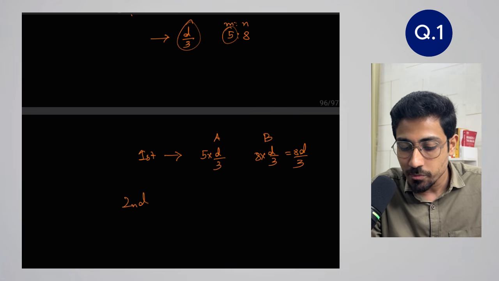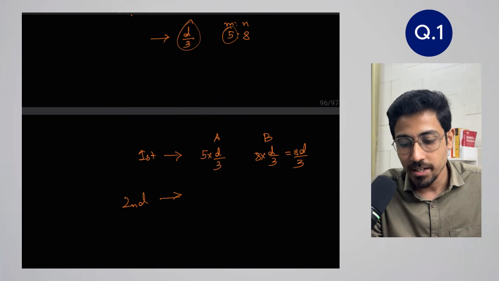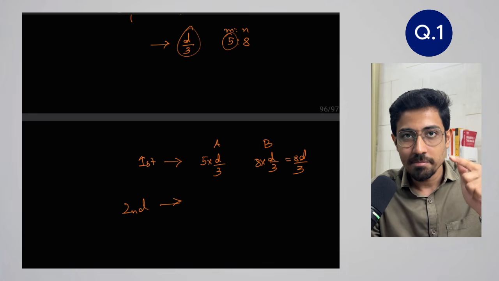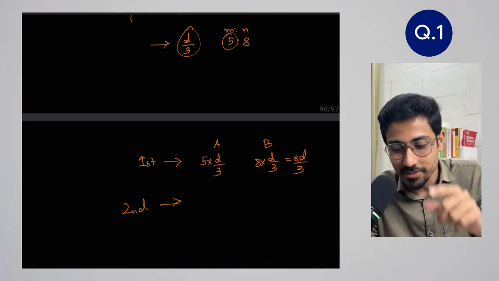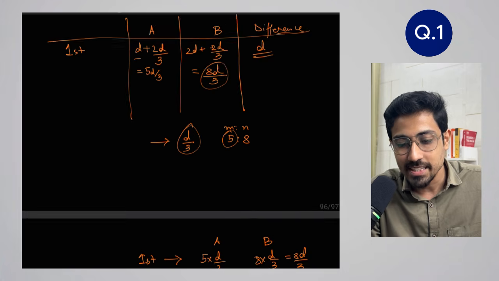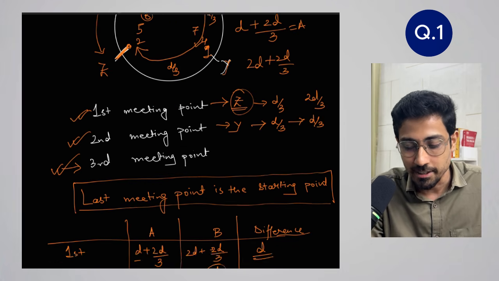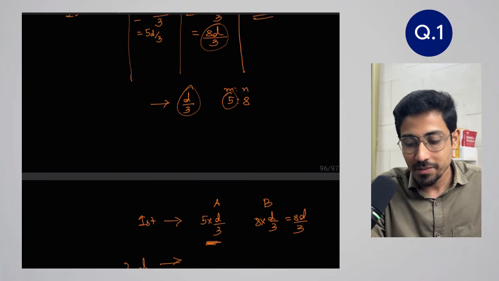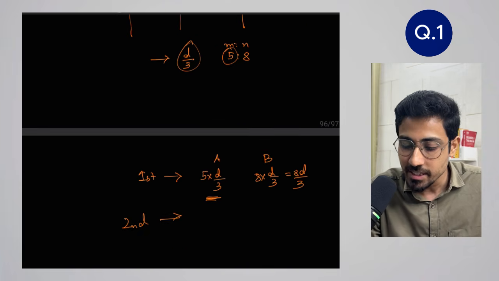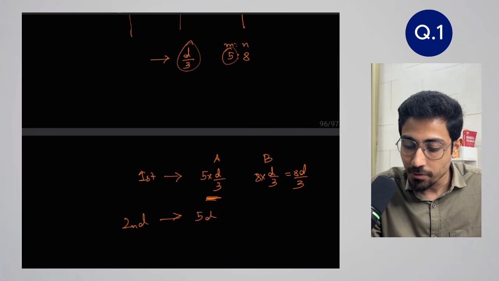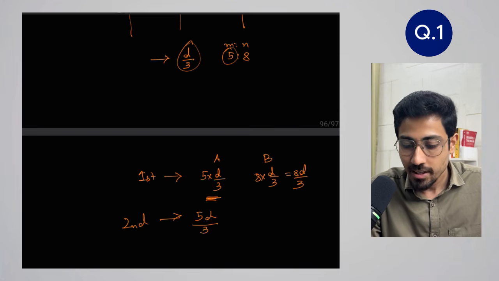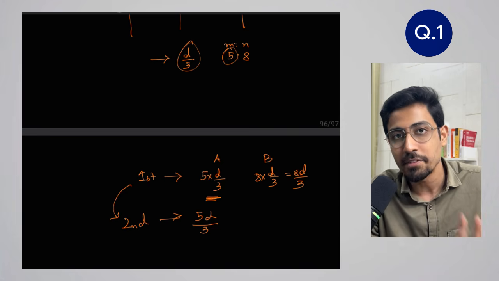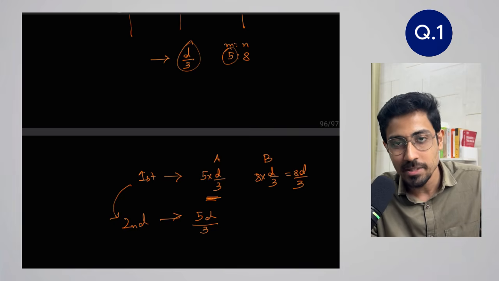In the second meeting point, what is the total distance covered by A? Again, 5 times I have to count after the first one, right? From point Z, I have to count another 5 points. So if I start counting, first it had already covered a distance of 5D by 3. Now it will again cover a distance of 5D by 3, from first to second. After the first meeting point, it will have to travel another 5D by 3 distance, because I will be counting another.